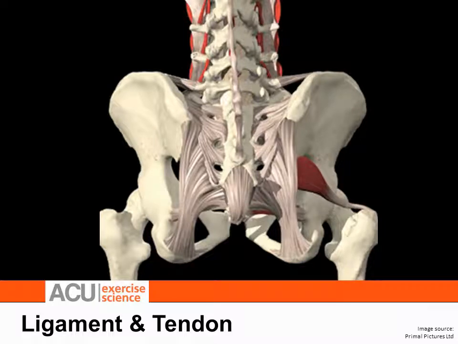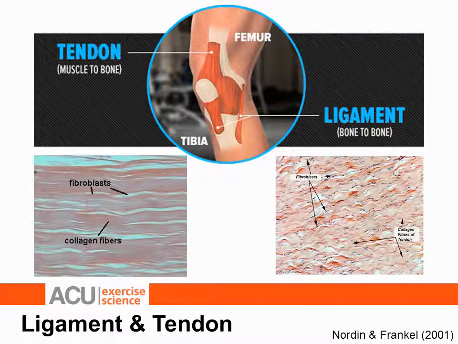So this is the Exercise Science 220 lecture recording for ligament and tendon. Tendons and ligaments are both dense connective tissue, with ligaments joining bone to bone and tendons joining muscle to bone.